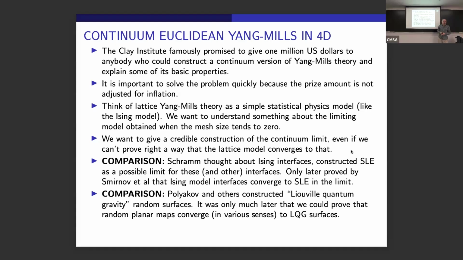And so I make this point just to point out that if you want to win the $1 million, you don't actually have to prove that the lattice model converges. You just have to construct the continuum object. So you might think of the lattice model as a tool for constructing the limiting object, or as just something that guides your intuition, gives you a clue for how you might go about it.